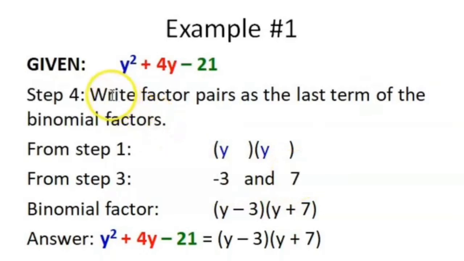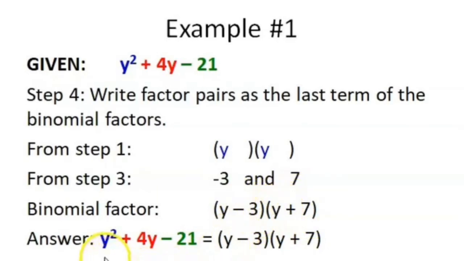Sa step 4, write factor pairs as the last term of the binomial factors. Ito si negative 3 at saka si positive 7, sila po yung last term sa ating binomial factors. So, naging quantity y minus 3, ito po yun, negative 3, times quantity y plus 7. So, ito po yun si positive 7. So, itong dalawang y, galing po to sa step 1. Itong si negative 3 and positive 7, ito po yung result ng step 2 at saka step 3.